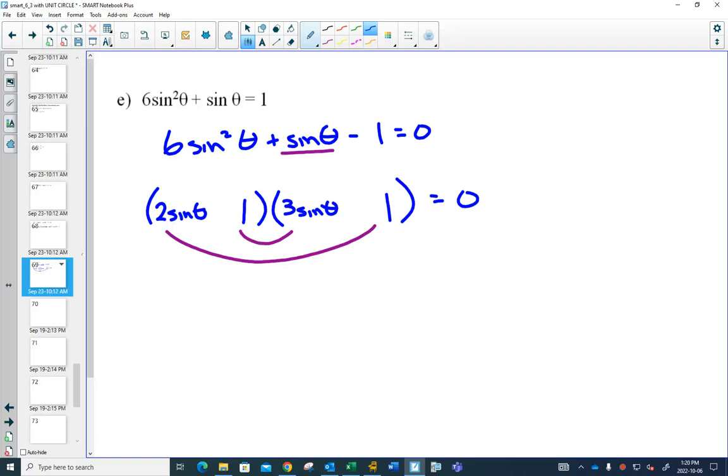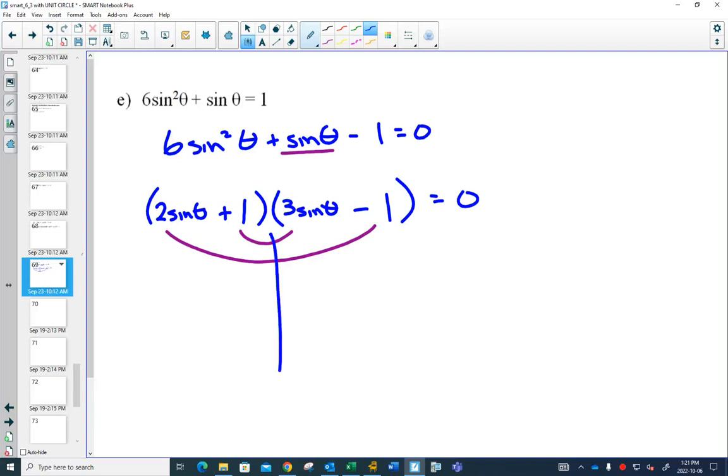So I would need to make my inside positive 3, my outside minus 2, and a quick check, multiply this out. We would get 6 sine squared. Outside and inside give me 1 sine theta. And plus 1 times minus 1 is minus 1. So again, using the fact that you know how to multiply can help you figure out how to factor it.